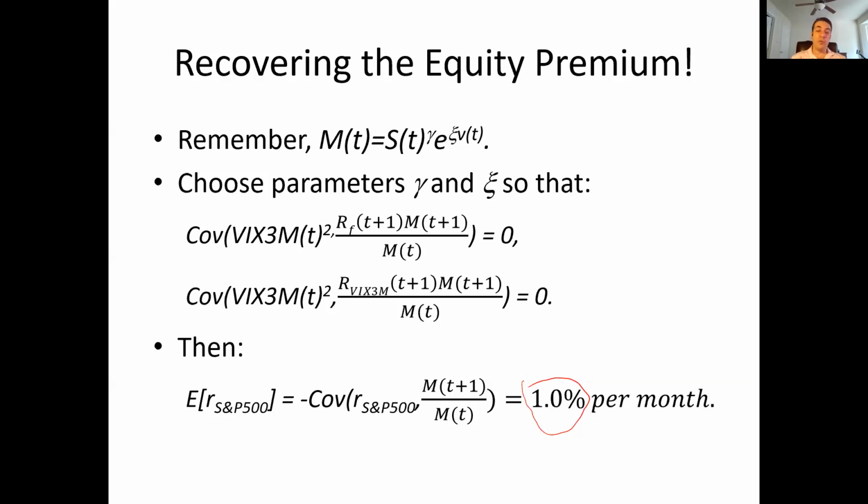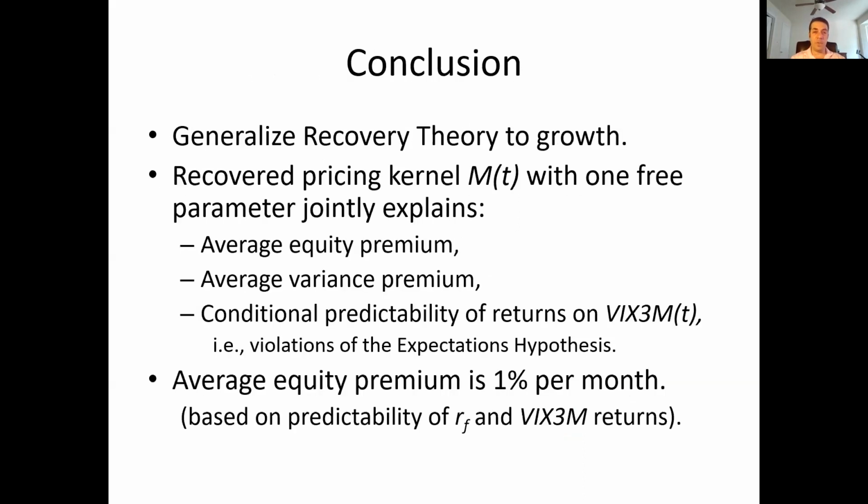In other words, you reject the expectations hypothesis, but you do not reject recovery theory. Conversely, you can use option returns to back up the equity premium, and you cannot reject that equity premium. It's around 1% per month. Okay, so that's what the final conclusion slide says. I jointly explain equity and variance premia, both conditional and unconditional. And if you really want recovery, then the equity premium is recovered to be around 1% per month.